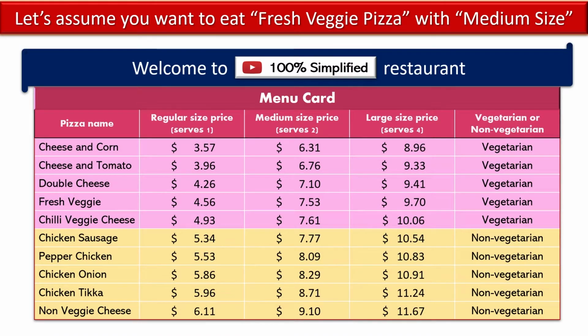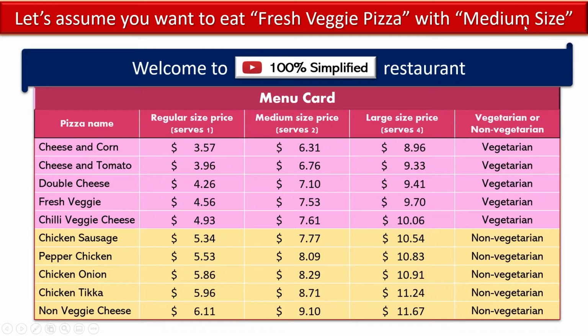Now let's assume that you want to eat fresh veggie pizza, which is medium in size. What you will do is simply search the menu card with the pizza name. You will go below, let's say this is the pizza name. You will slowly go down: cheese and corn, no, no, no, double cheese, fresh veggie. This is what I wanted.